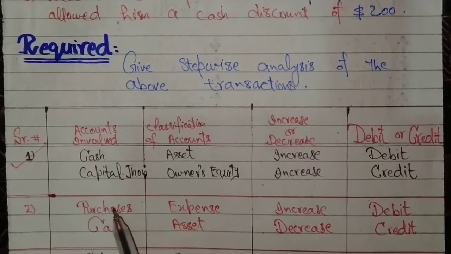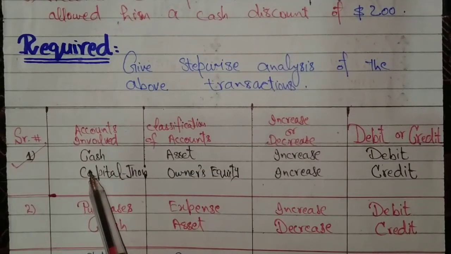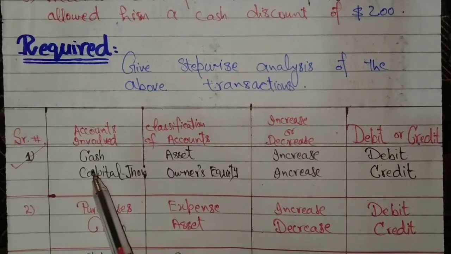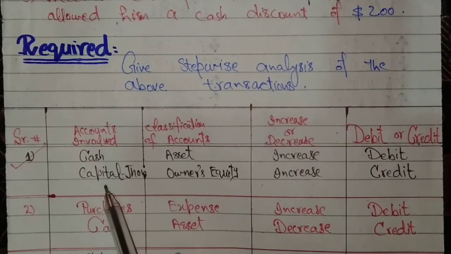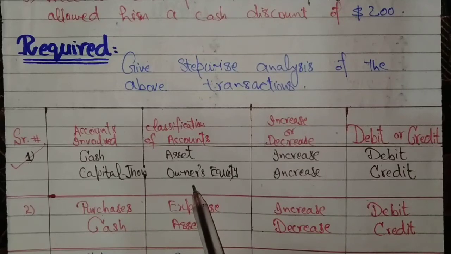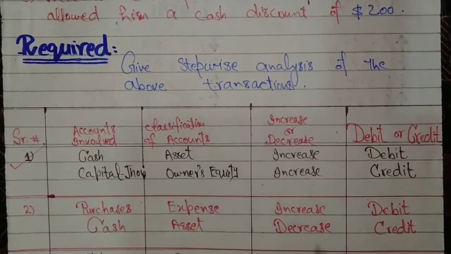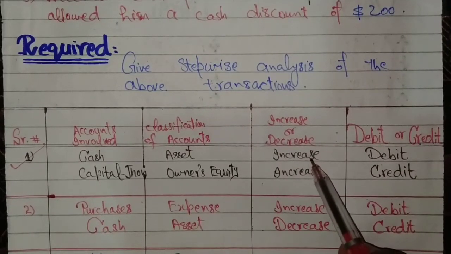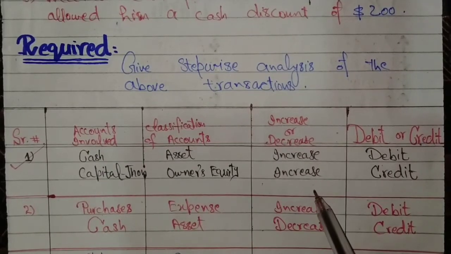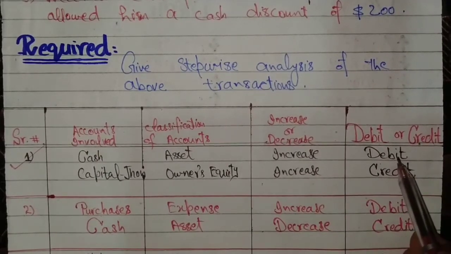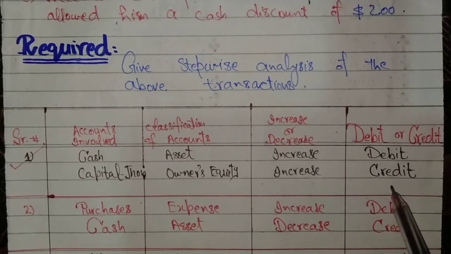First transaction is accounts involved. First account involved, which is cash. Second is capital of John. Cash will be considered as asset and capital will be considered as owner's equity. Asset will increase in the business and capital will increase. Cash will be debit and capital will be credit.